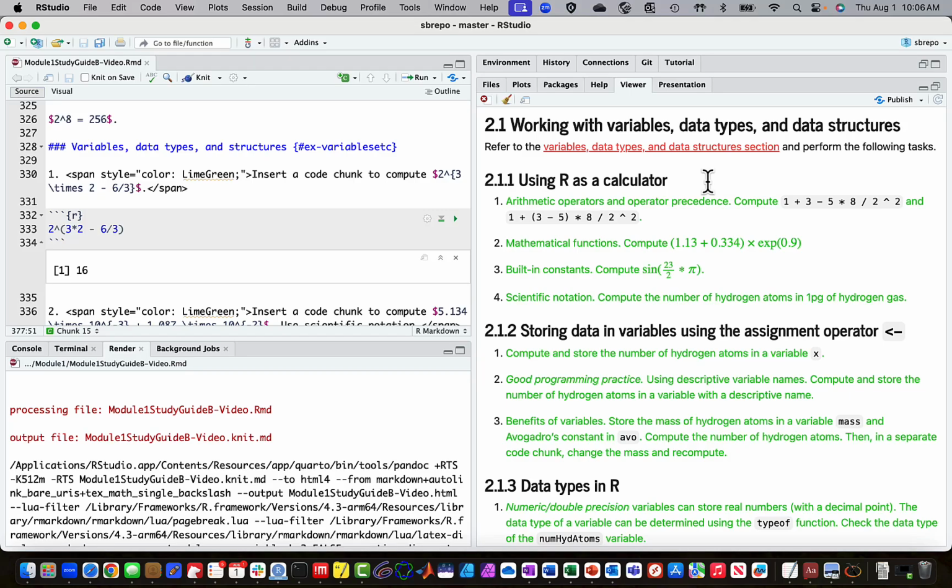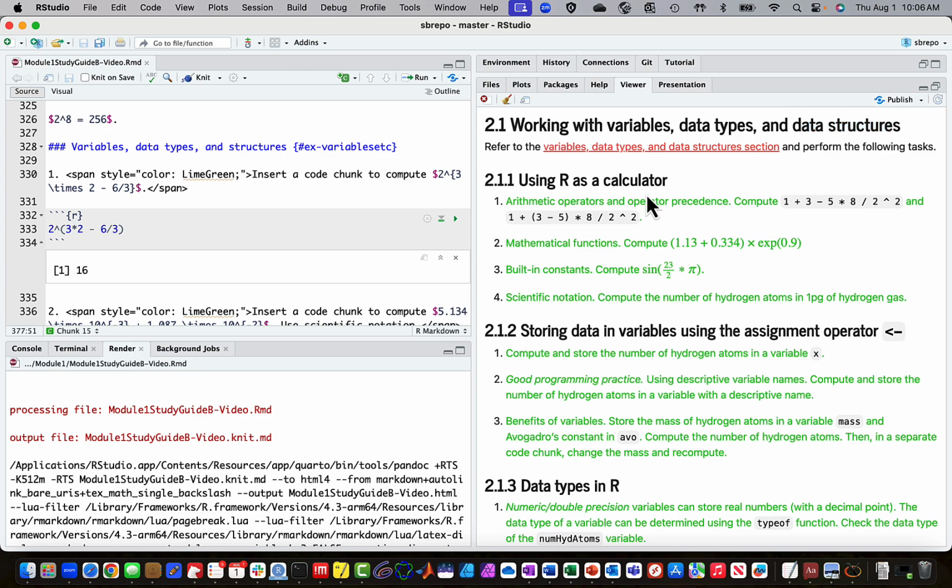Let us start to use R to manipulate data and inspect data. In order to do so, we have to understand what R variables are, how different types of data are stored as different data types within R, and how collections of data points are stored in data structures.